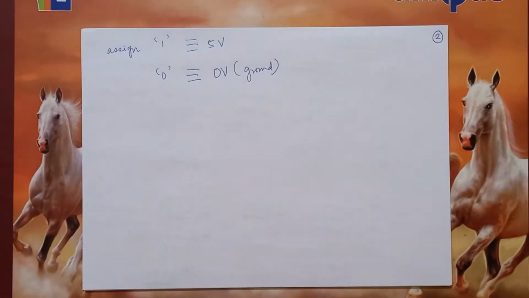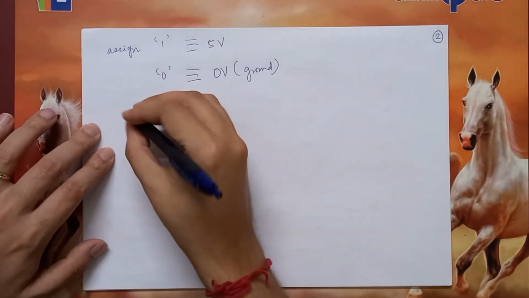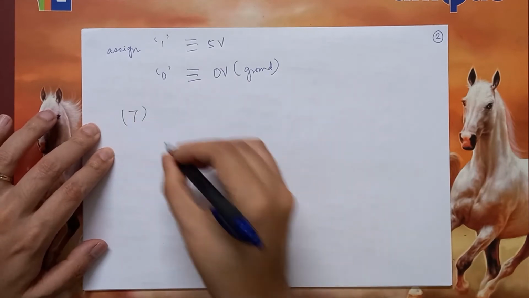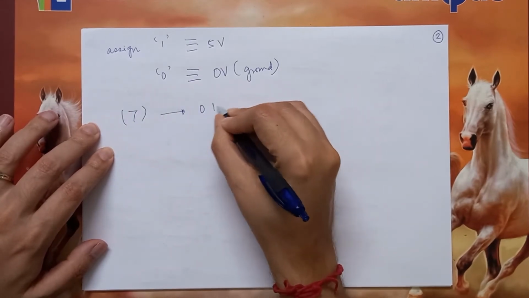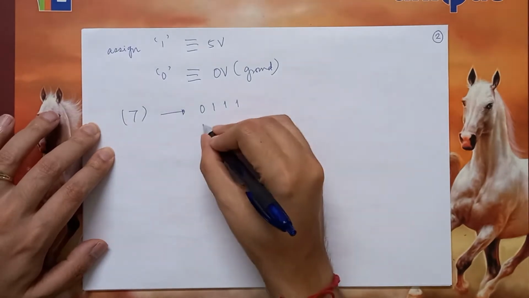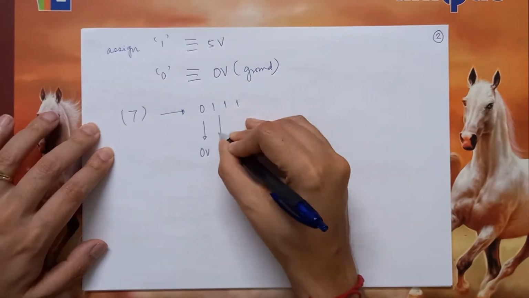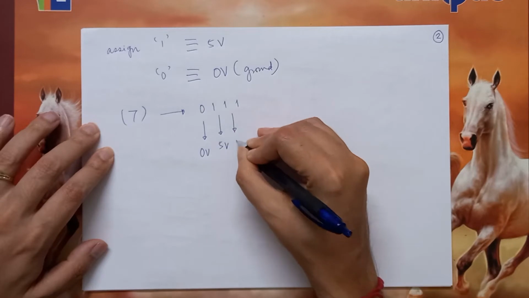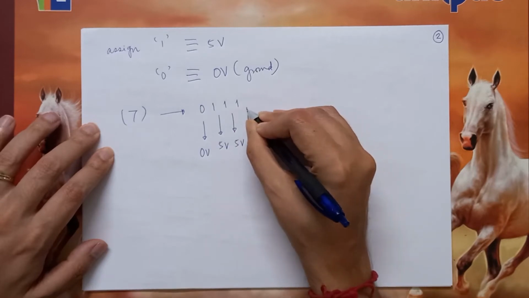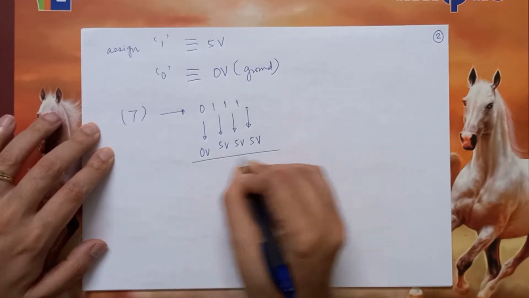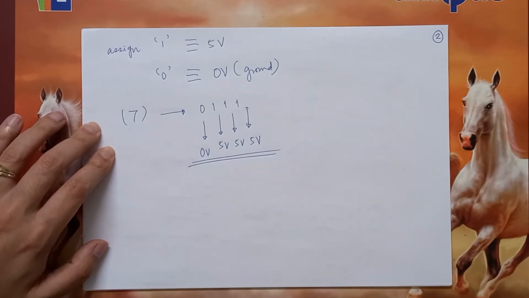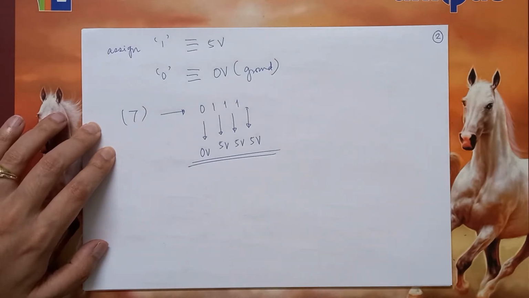This is more intuitive. So what we know is that for 7, the representation is 0, 1, 1, 1. So this 0 will correspond to 0 volts, this one will correspond to 5 volts, this one will correspond to 5 volts, and this last one will also correspond to 5 volts. That's all there is. So the circuit through which I can represent this would become very simple.